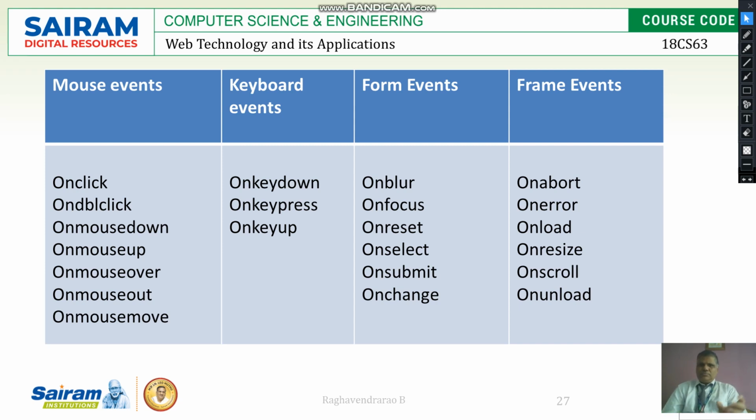On load is nothing but when the form is getting loaded. Once you open that particular form, immediately the action should happen. On resize: now the screen size is this much. When you shrink it, what should happen? Automatically the navigation bar should appear on the right side. Then on scroll, when you scroll, what should happen?